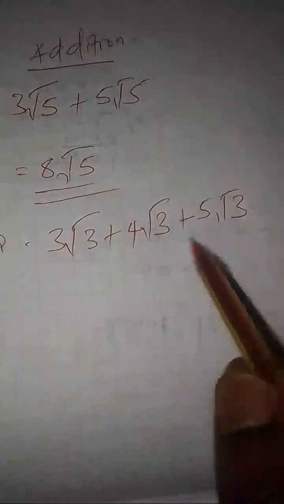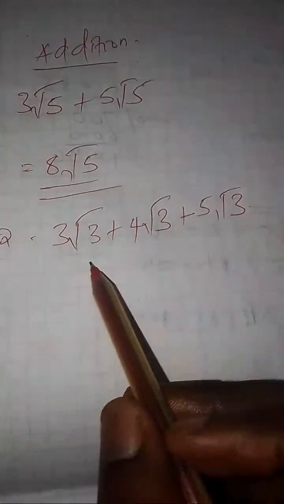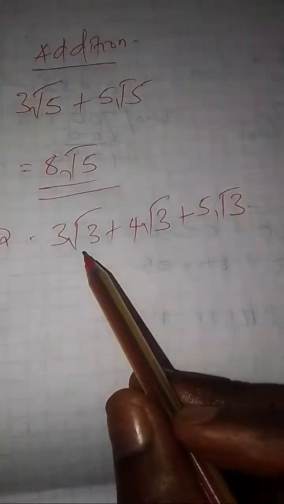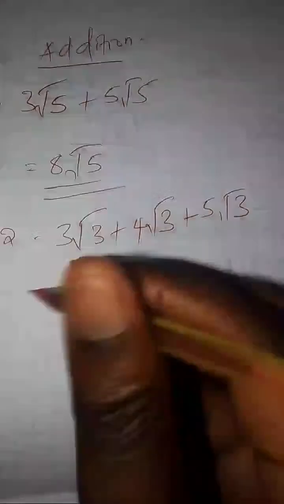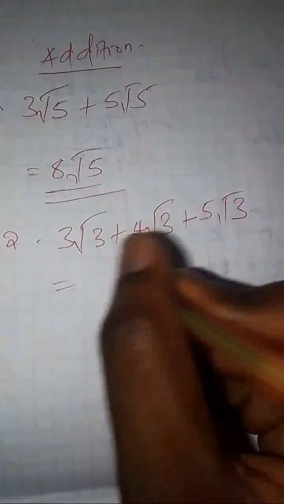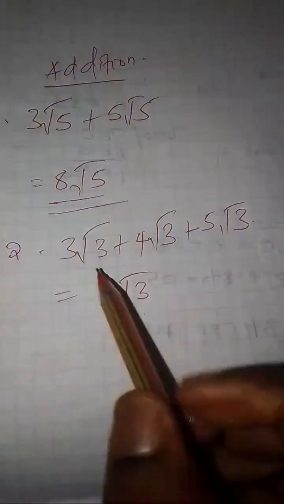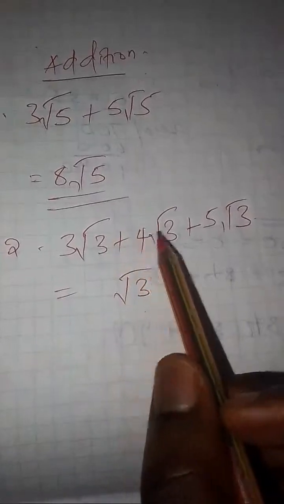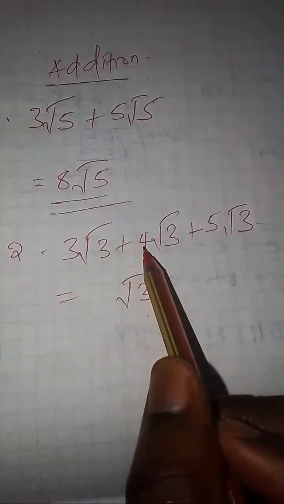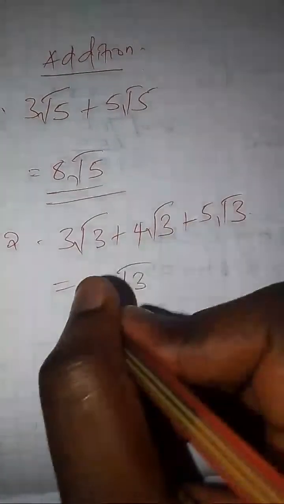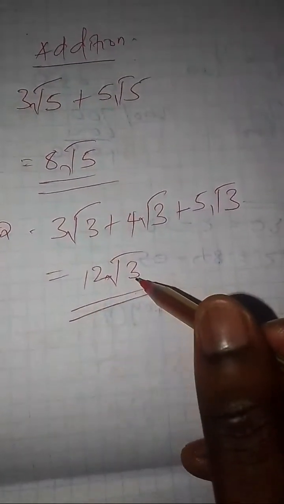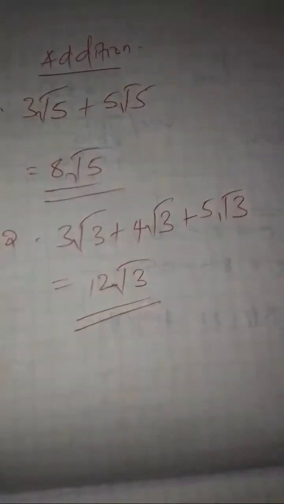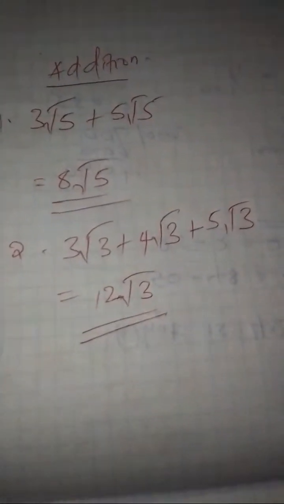Okay, when you check at this, we have the similarities of the roots, root 3, root 3, root 3. So there the answer is root 3 because root 3 is similar. Then now we add the numbers outside root 3. 3 plus 4 is 7, 7 plus 5 is 12. So our answer now becomes 12 root 3.